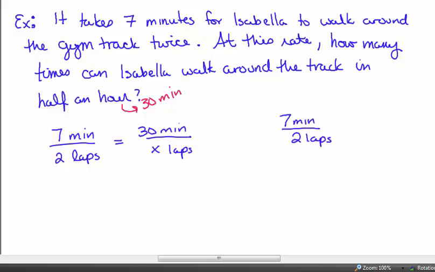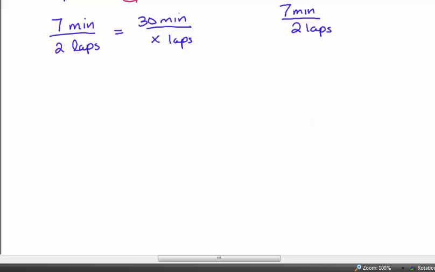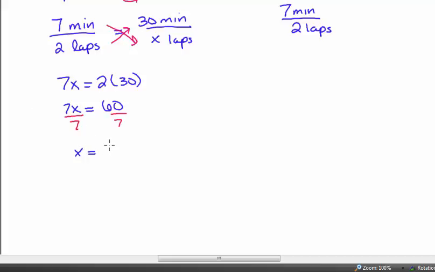So I'll solve the proportion first. I'll cross multiply, and I get 7x is equal to 2 times 30. So 7x is equal to 60. Divide by 7. And x is going to equal 8.5 laps. It's actually 8.5714, but I'm just going to call it 8.5.